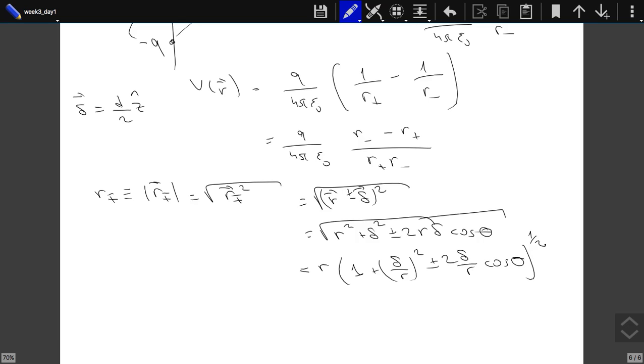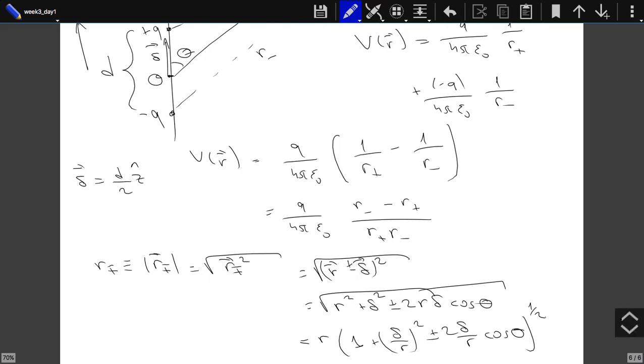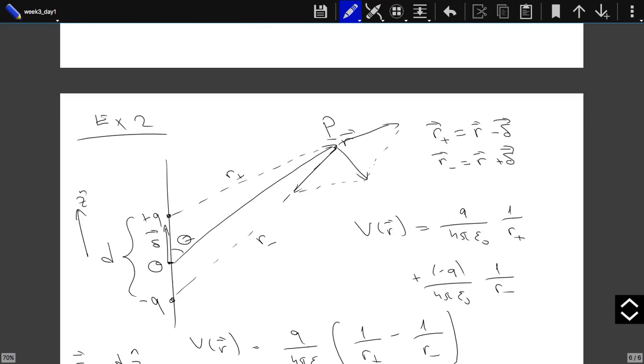Now, up to this point, everything was exact. I didn't make any approximation. So whatever this point P is, wherever it is, the results that we obtained are correct. Now we will make some approximations. I will assume that this point P is very far away, or these plus and minus charges are very close to each other. How close? Think of these positive and negative charges as the charges in an atom. So this d is the atomic size.